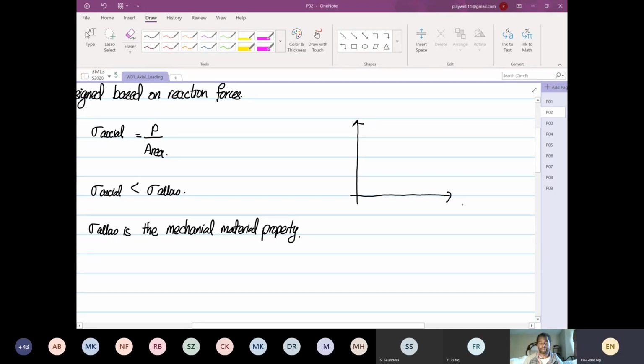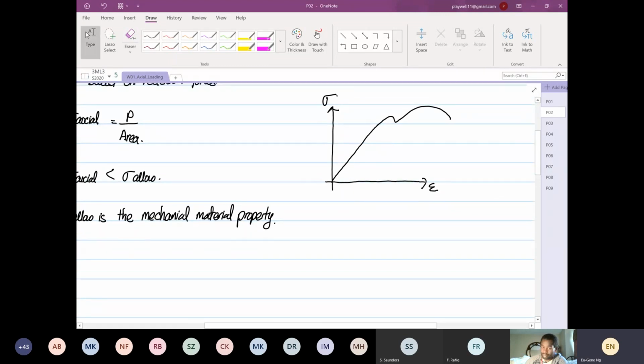So this is our strain, this is our stress. When we mechanically load our structure, this is a typical trend that we will see, right? So can anyone tell me what is this point over here that I've circled? Anyone? Yield point. Yep, well done.